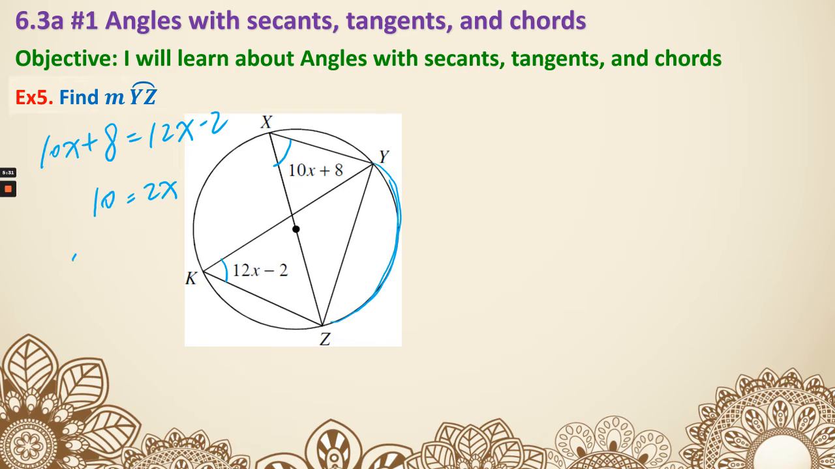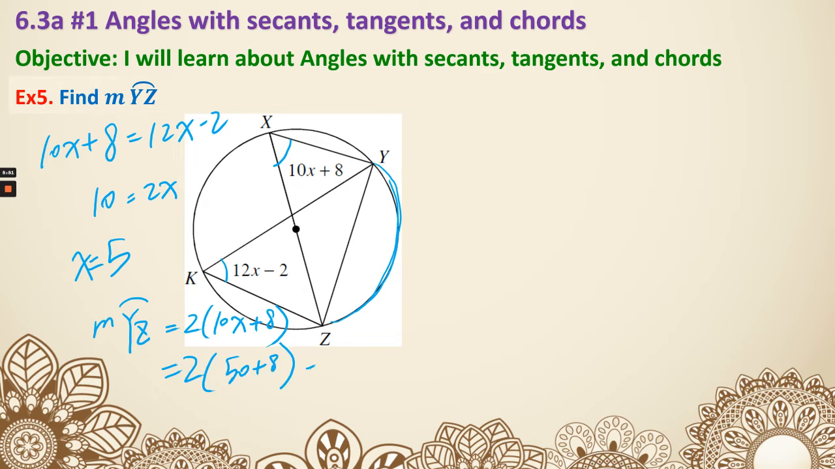It's going to be a 10. So x equals 5. But we're not done. The question is actually asking you for the measure of arc YZ, which is going to be twice the inscribed angle, which is 10x plus 8. So 10x is 50, plus 8 is 58, times 2. That is 116 degrees. That is the measure of arc YZ.